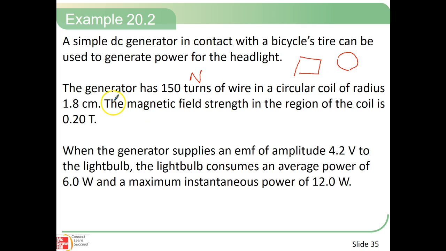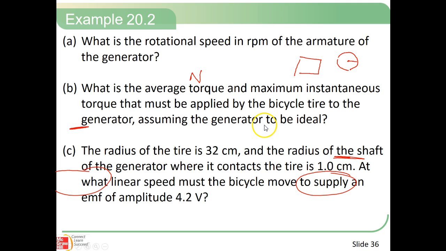The radius of that coil is 1.8 centimeters, and then the magnetic field strength in the region of the coil is about 0.2 Tesla. When the generator supplies an EMF of about 4.2 volts, the light bulb consumes an average power of 6 watts and a maximum instantaneous power of about 12 watts. So those are some things we know about that.